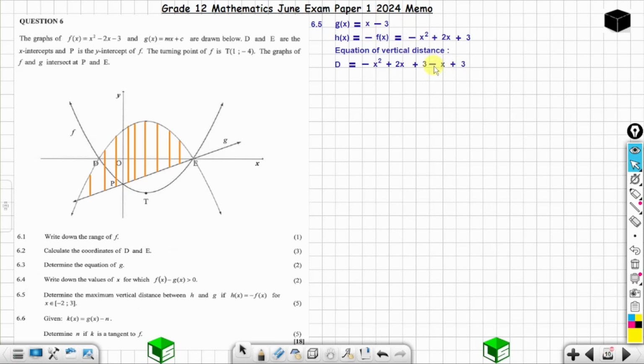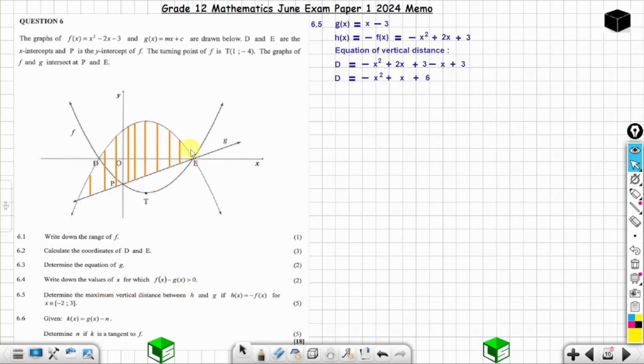Remember, the negative is going to change the signs. You are going to have minus x plus 3 because of the negative. So d is equal to minus x squared plus 2x minus x plus 3 plus 6. So this is the equation that you can use to find the maximum vertical distance between H and G.